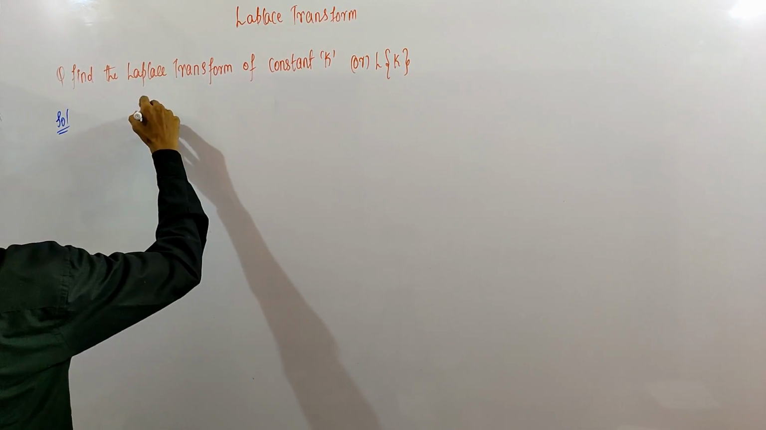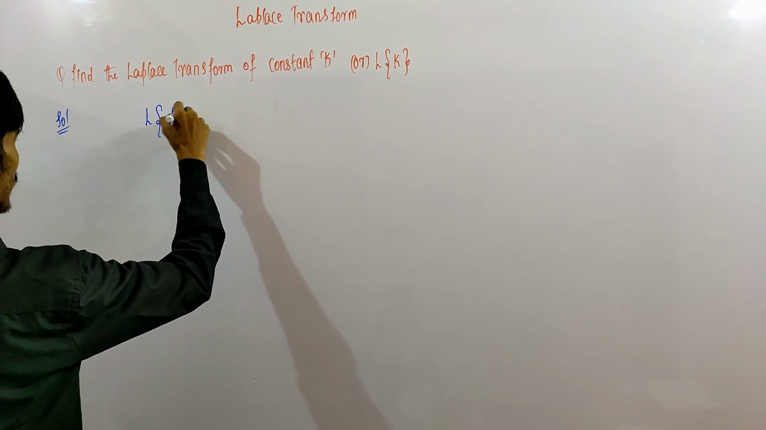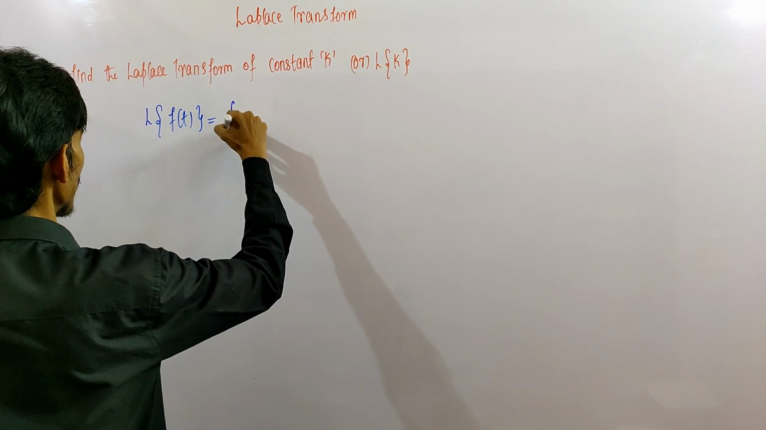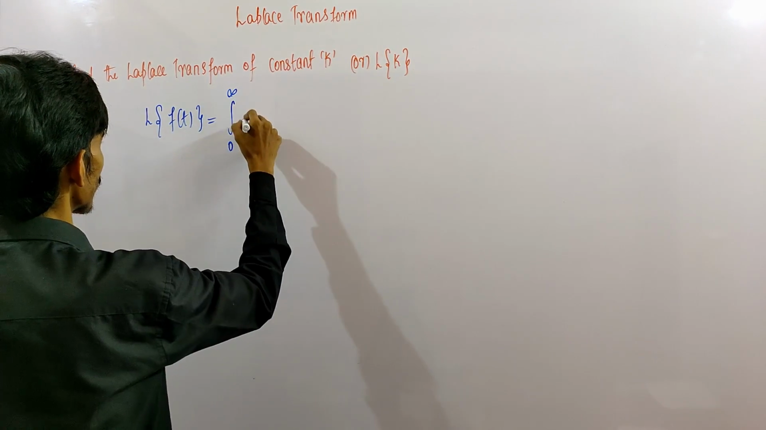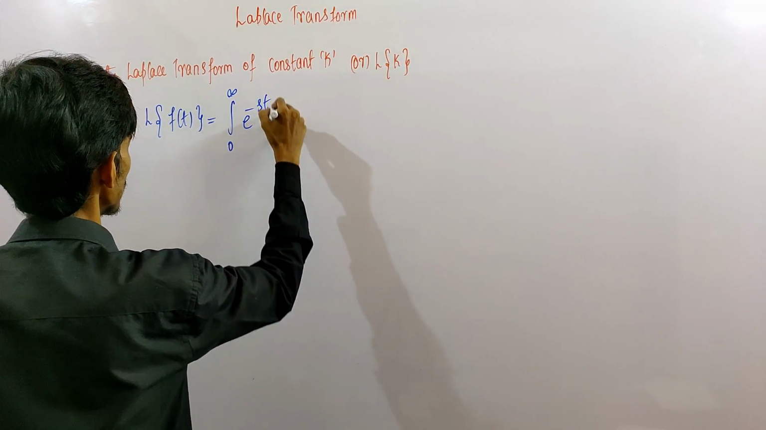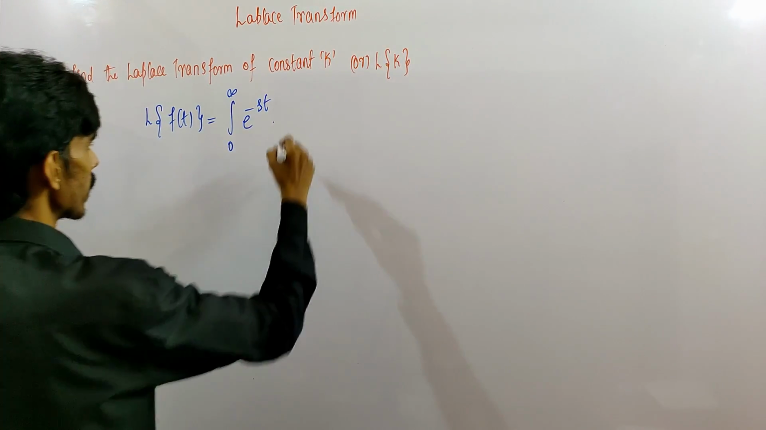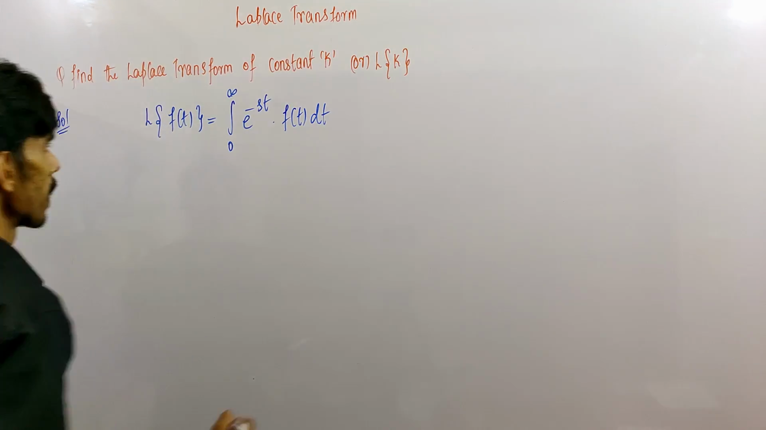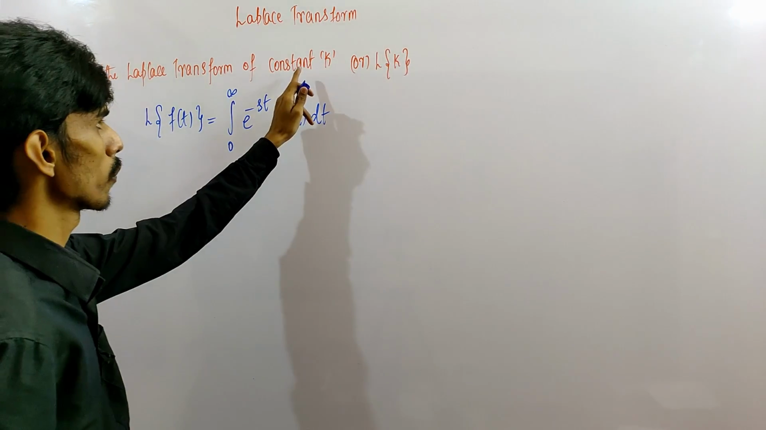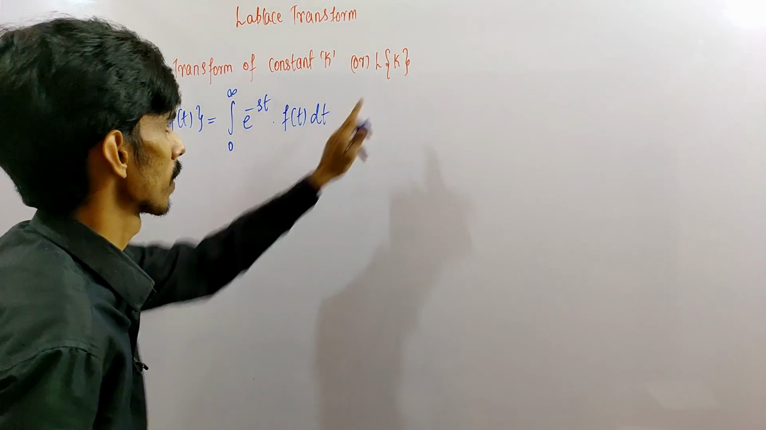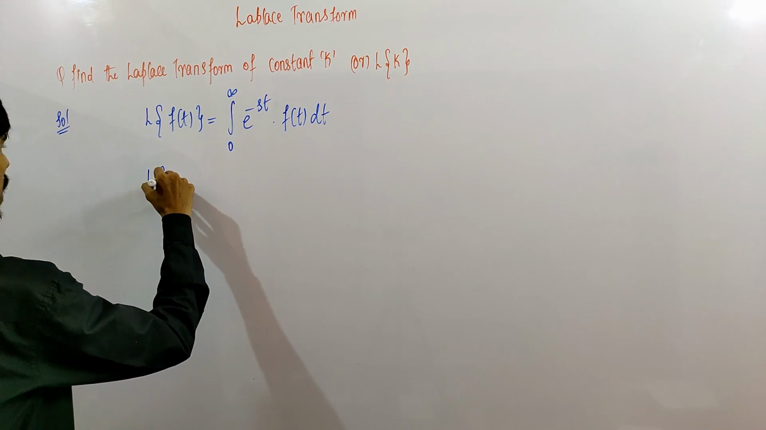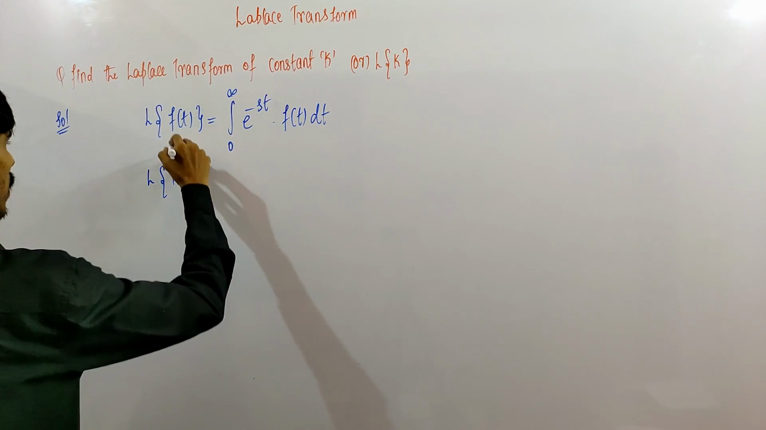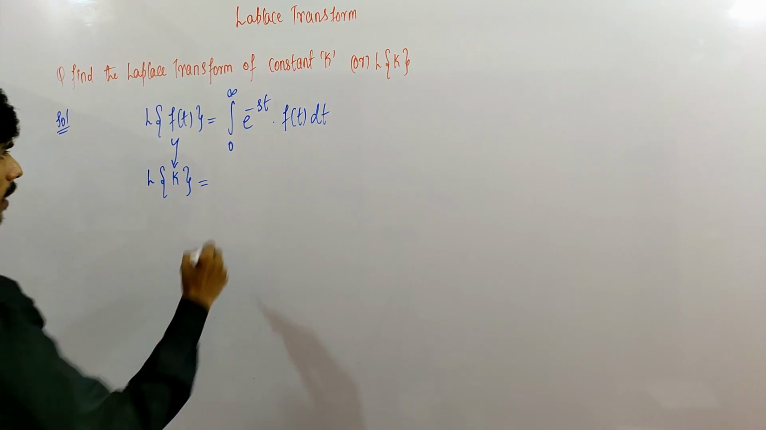We know that Laplace transform of any function f of t is given by integration 0 to infinite e power of minus st, here if we have f of t, here we will get f of t into dt. Now here we have to find out the Laplace transform of k. So we have Laplace transform of constant k. In place of f of t we have k.